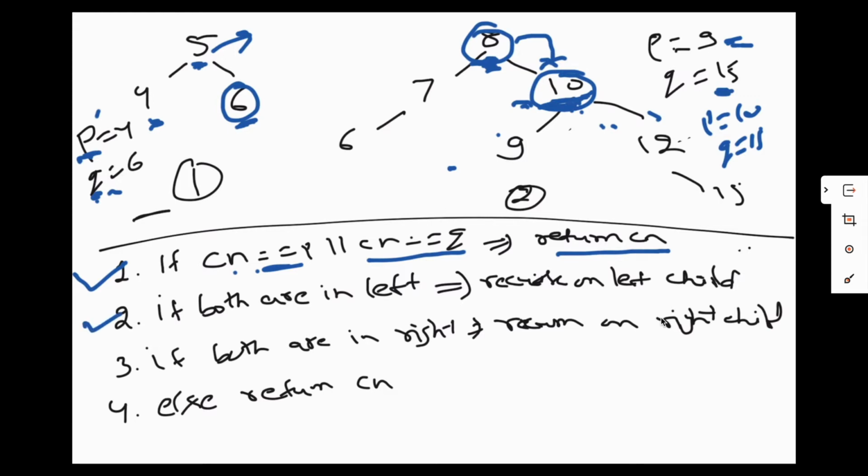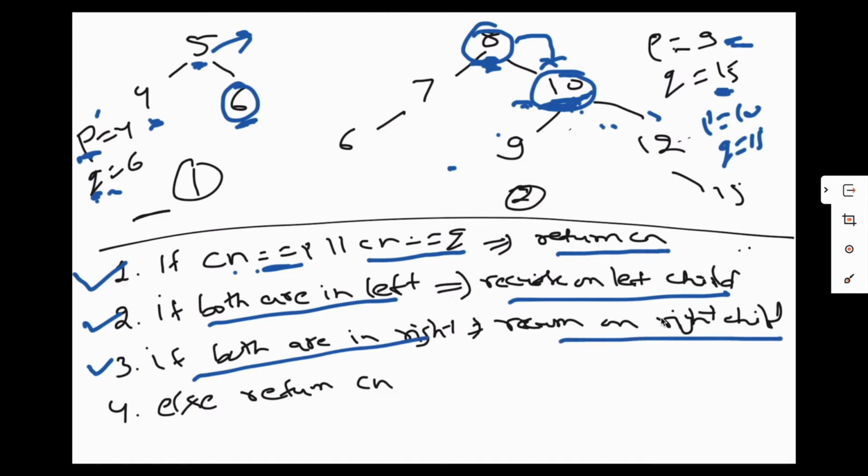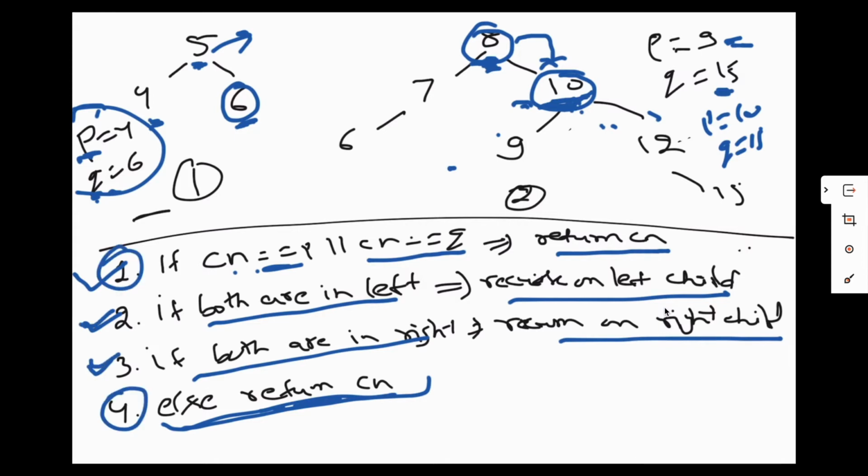And conditions 2 and 3, I already told you, are basically part of the same question. If both are on the left side, you recurse on the left side. If both are on the right side, you recurse on the right child, and otherwise return the current node. So if nothing is satisfied, you can simply return the current node. Basically this else-return-current-node is the one which we discussed. In case they are both on different sides, our last condition will run and we can simply return the current node. So okay, let me now go to the problem.